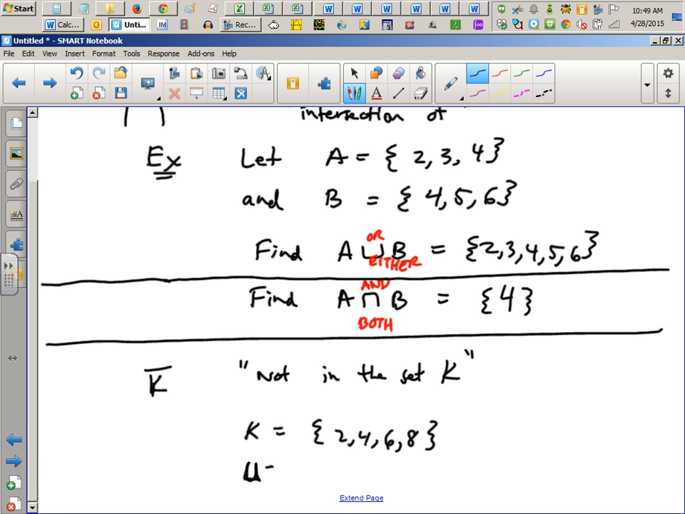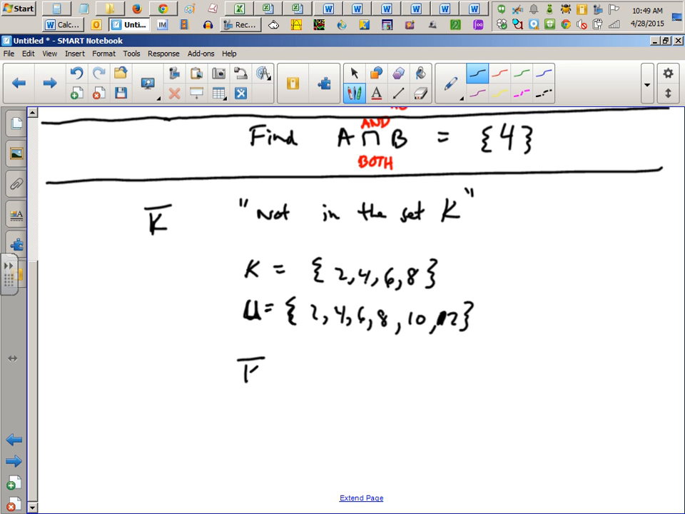And the universal set is 2, 4, 6, 8, 10, 12. Those elements that are not in K are anything in the universe that K doesn't have. So here's your universe, 2, 4, 6, 8, 10, 12. That's it. Small little department of options to pull from. You may never introduce any other numbers in this problem. 2, 4, 6, 8, 10, 12 is the universe.